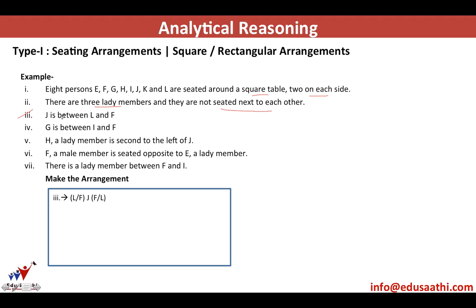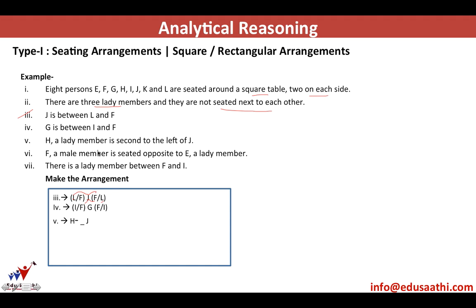This third statement says J is between L and F. So J is over here. It could be L, J, F, or F, J, L. It could be either of the two cases. Next case is G is between I and F. So again, whatever logic we used in the third, applying this, we have I, G, F or F, G, I. It could be either of the cases.